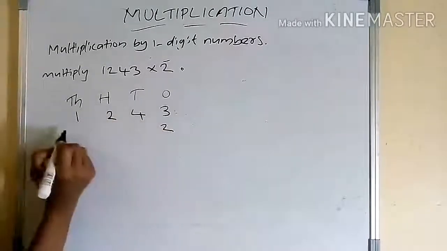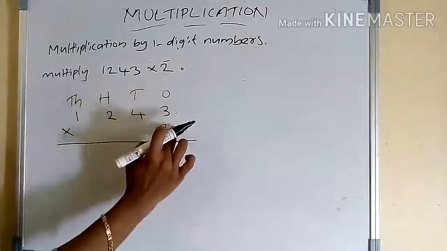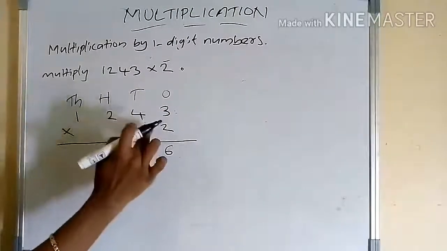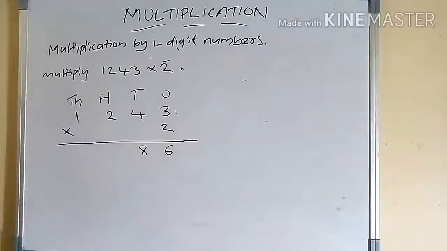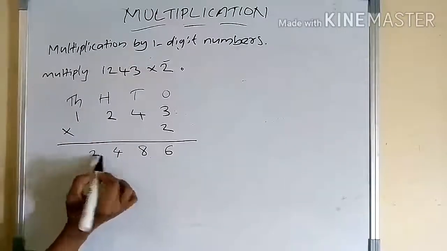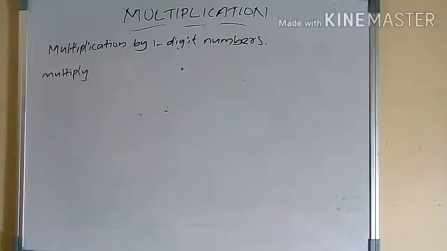Consider the second number 2, that is the multiplier. 2 ones. Multiply these numbers. First you multiply 3 into 2. What is the answer? 6. Next you multiply 4 into 2. What is the answer? 8. Next you multiply 2 into 2. What is the answer? 4. Next 2 into 1. What is the answer? 2. So what is the total answer? 2486.